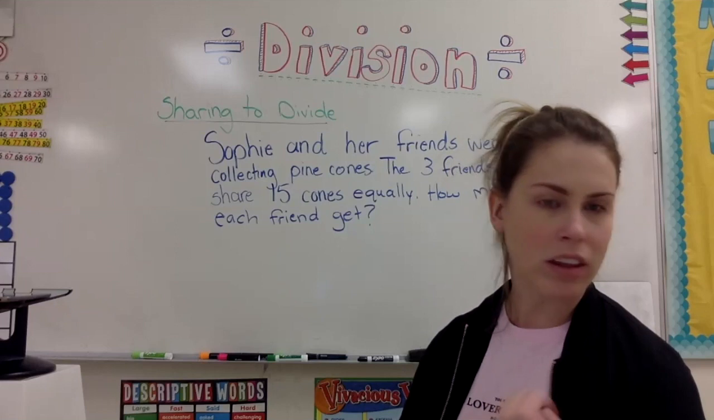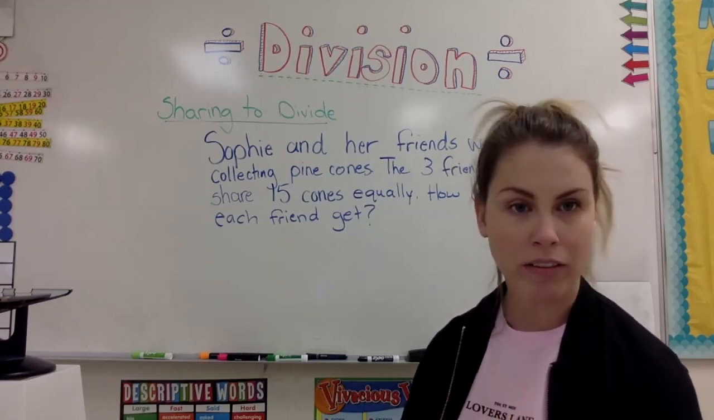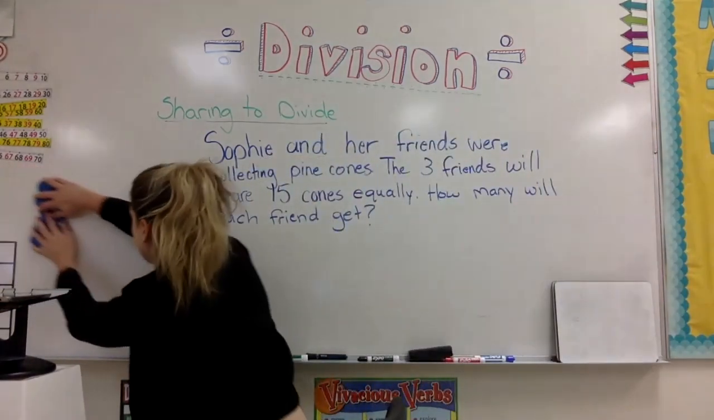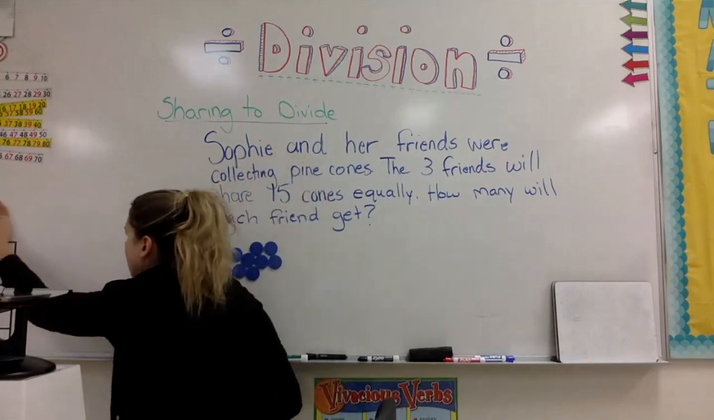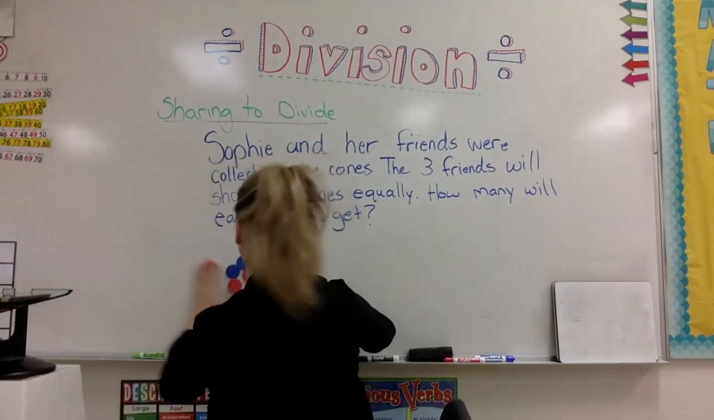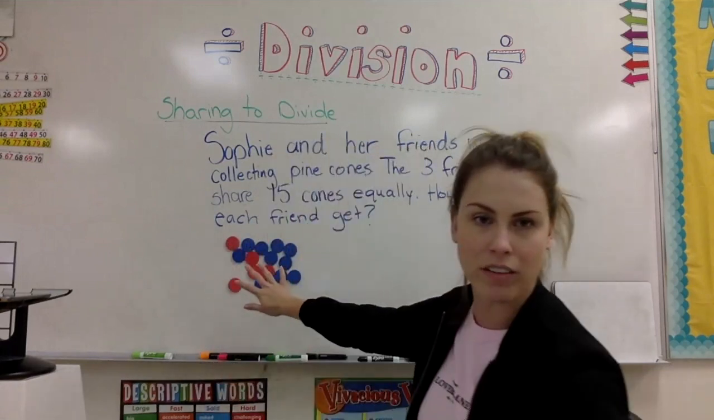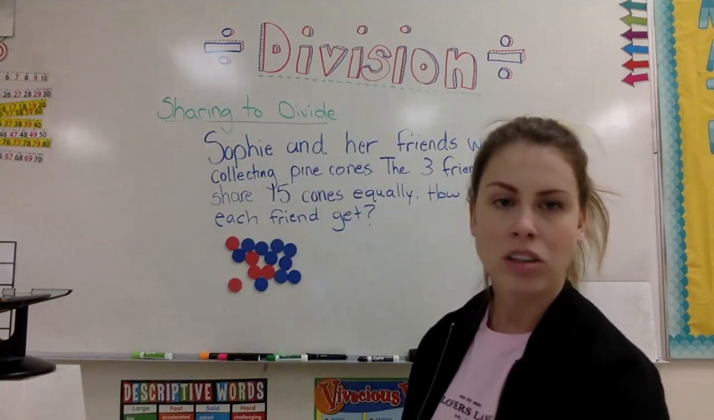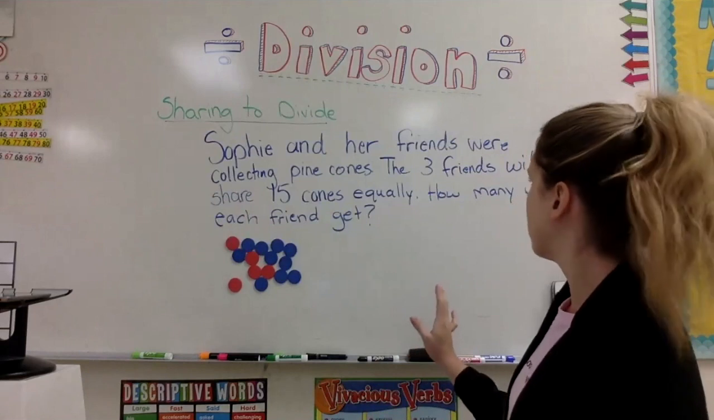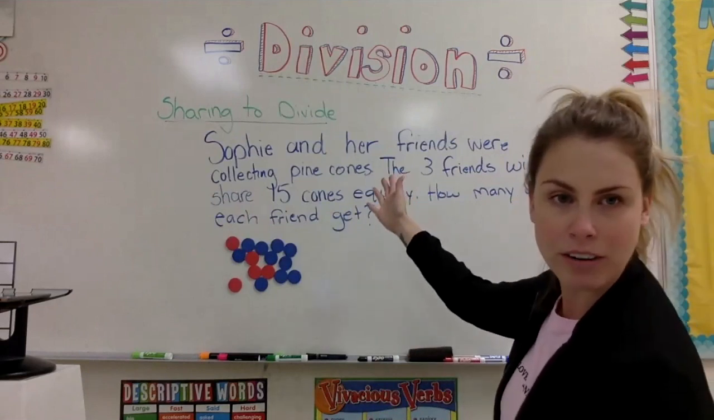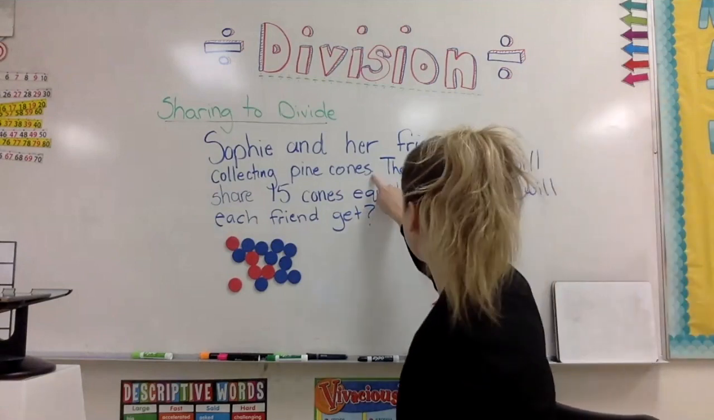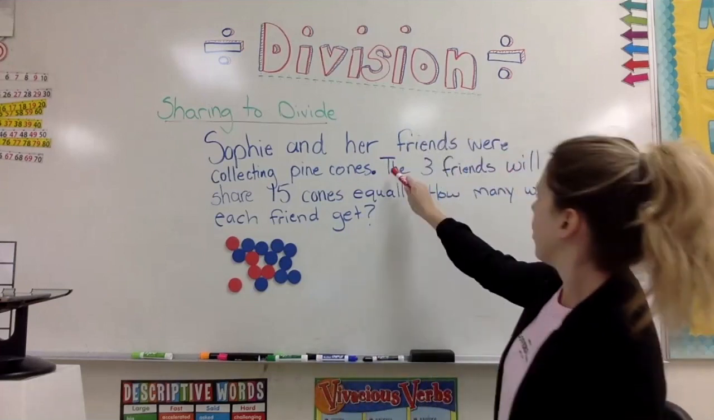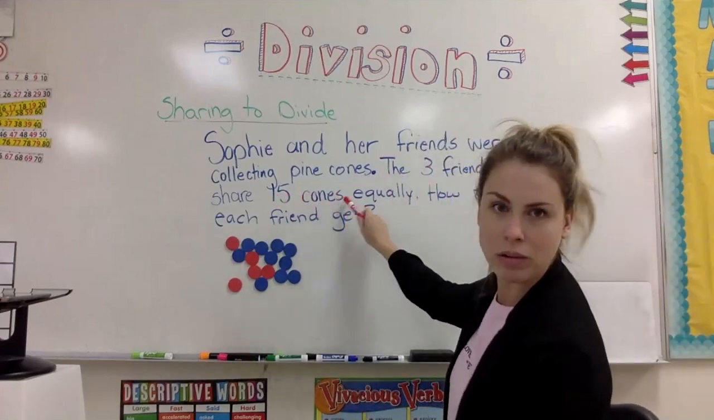So the first thing we're going to do is you can draw the 15 cones. I'm going to use these counters that I forgot I had. So these are the 15 cones. And we want to make sure that each friend gets the same amount of cones. So let's look at this question quickly. Sophie and her friends were collecting pine cones. We're looking for important information. There is a period here, I promise. Okay. The three friends will share 15 cones equally.